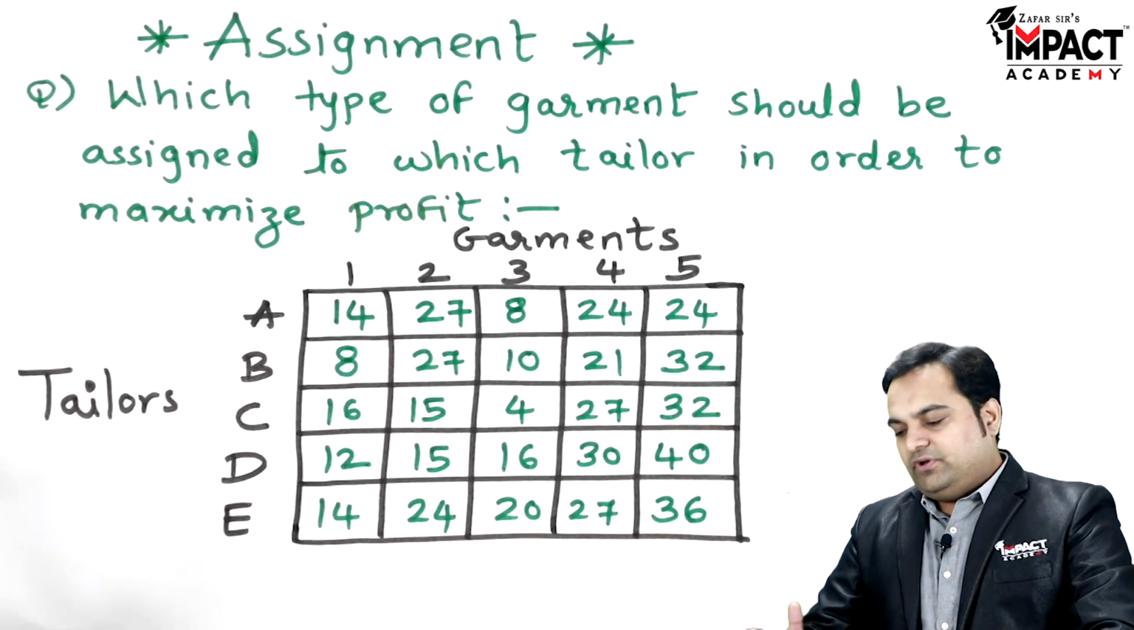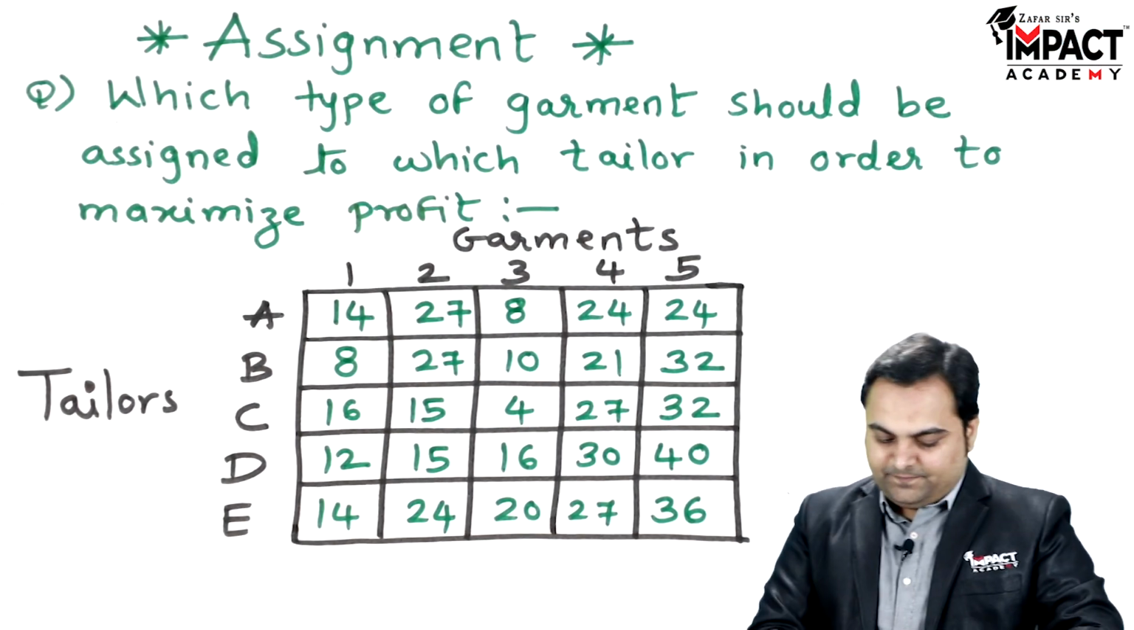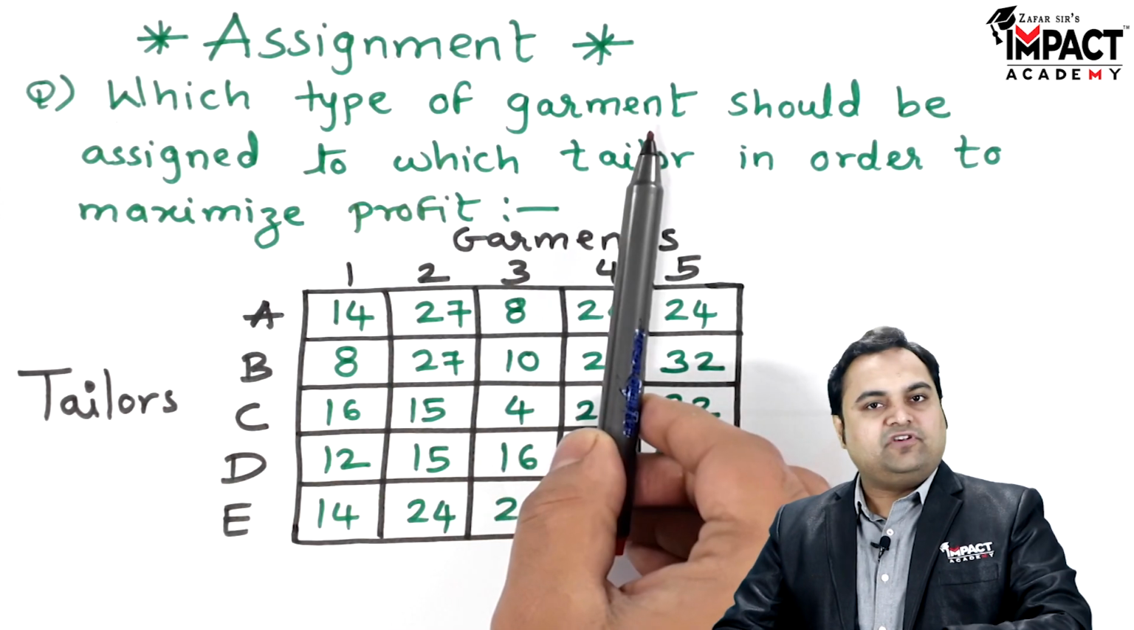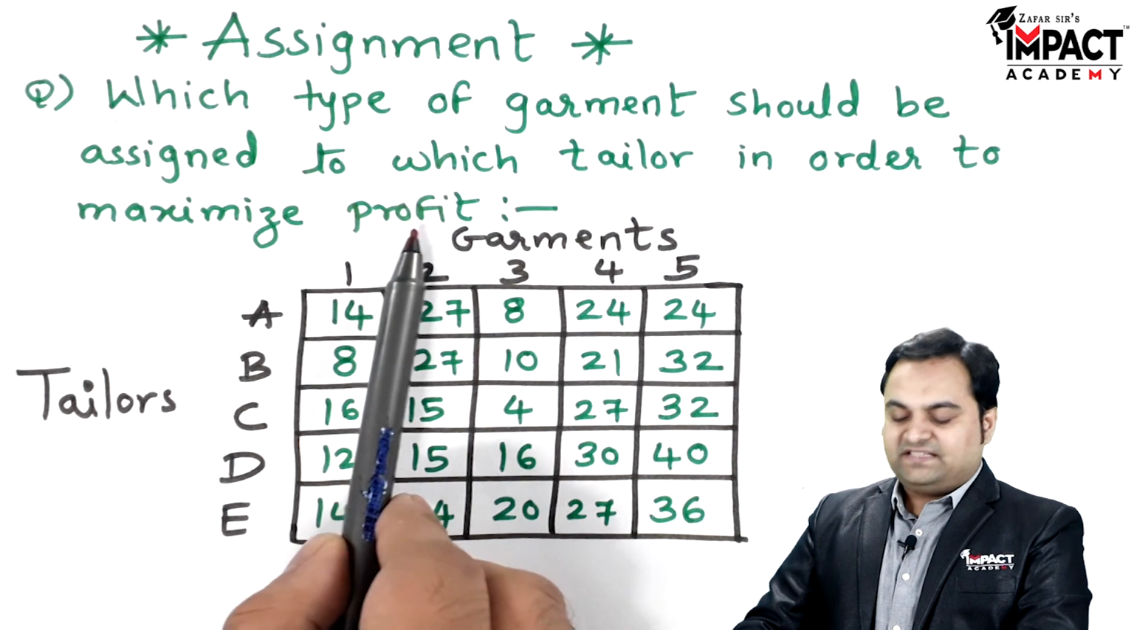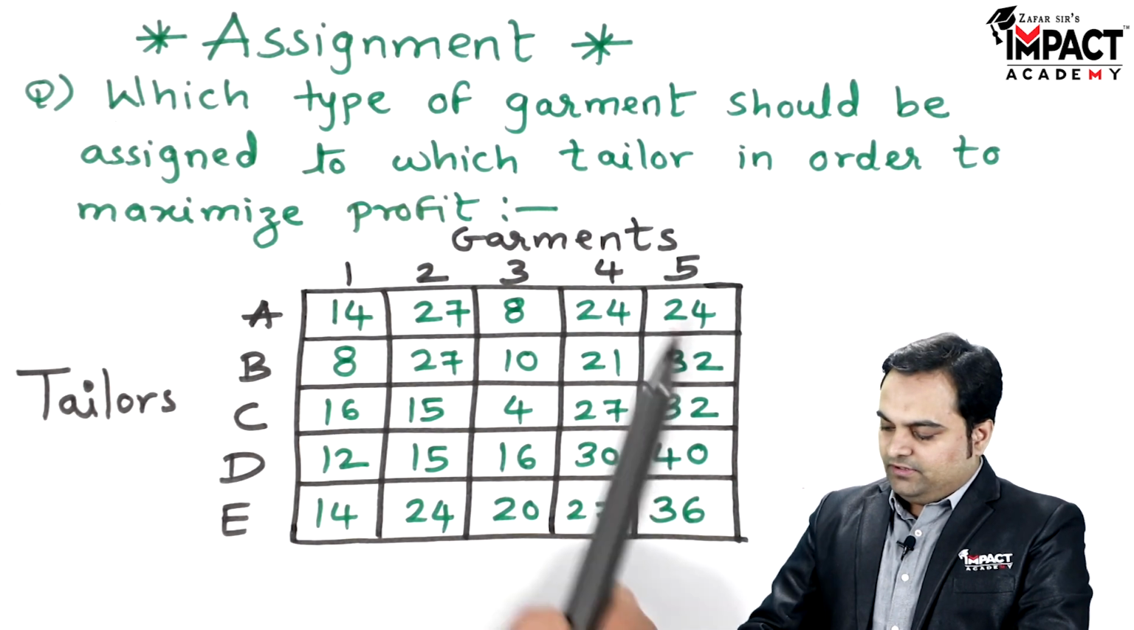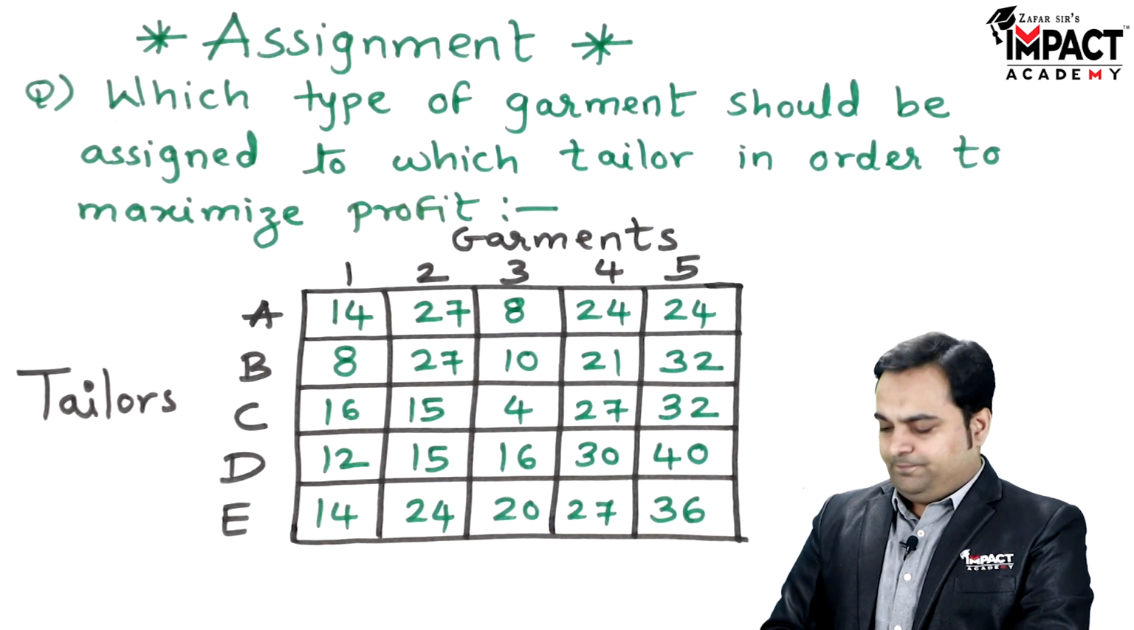Hi friends, here in this video I'll be taking a problem on assignment. So let's get started. Now here is the question in front of us. It is given that which type of garment should be assigned to which tailor in order to maximize the profit, and the profit matrix is given over here.